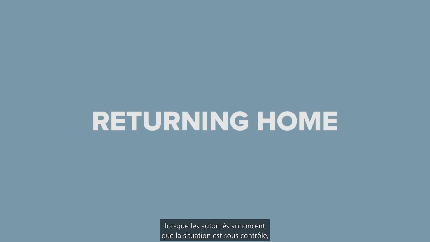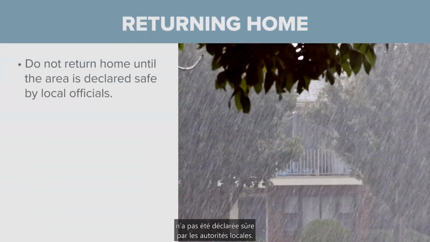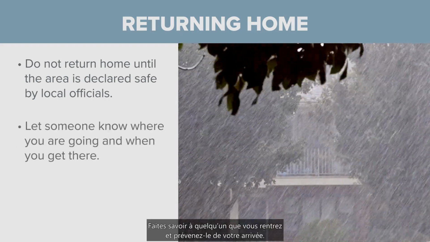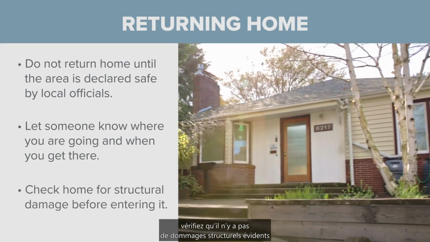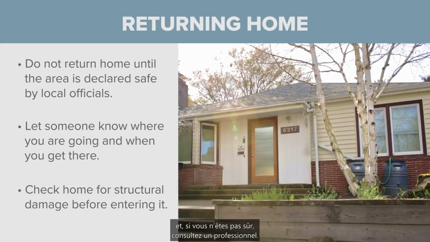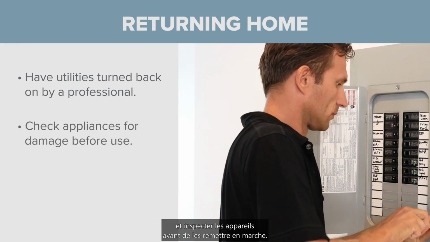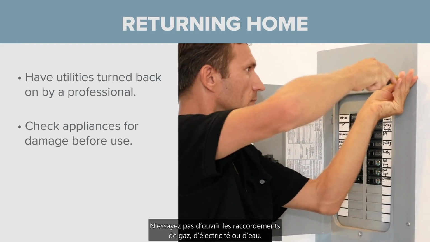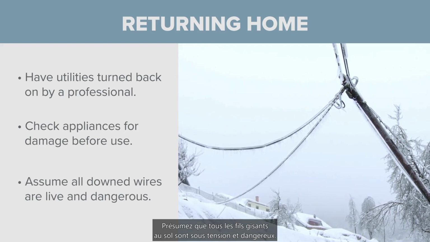After a disaster, once authorities give the all clear, follow these steps to safely return home. First, do not return home until the area has been declared safe by local officials. Let someone know that you are returning, and let them know when you have arrived. Check your home for obvious structural damage before entering, and if you are unsure, consult with a professional. Utilities may have to be checked by a professional and inspect appliances before turning them back on. Do not attempt to turn on any gas, electric, or water connections. Assume all downed wires are live and dangerous.